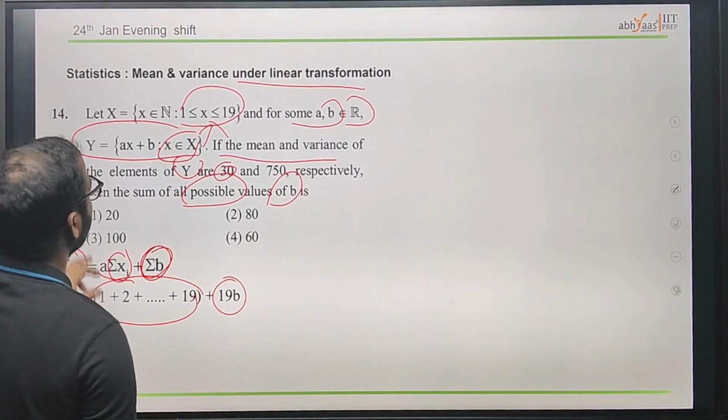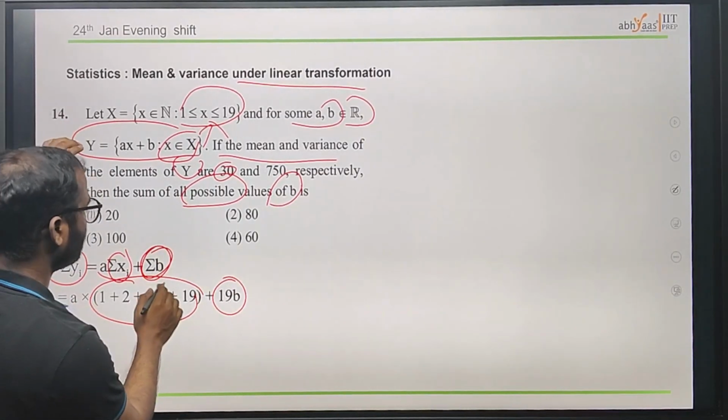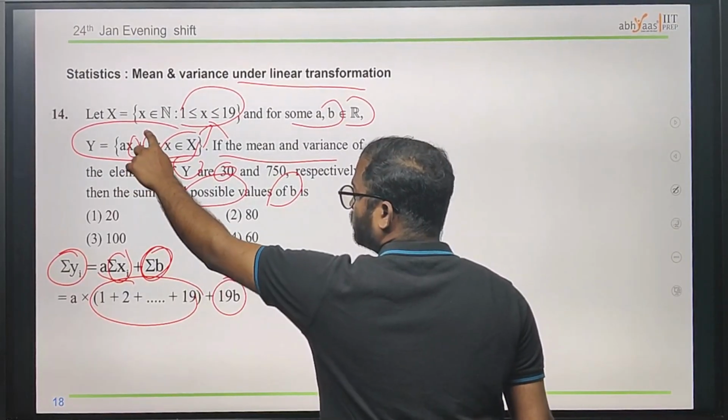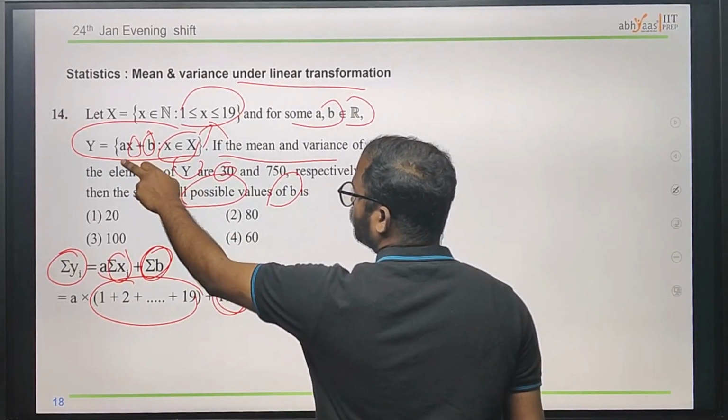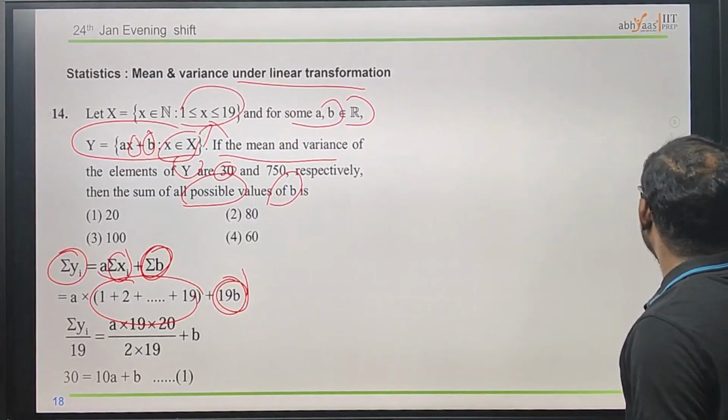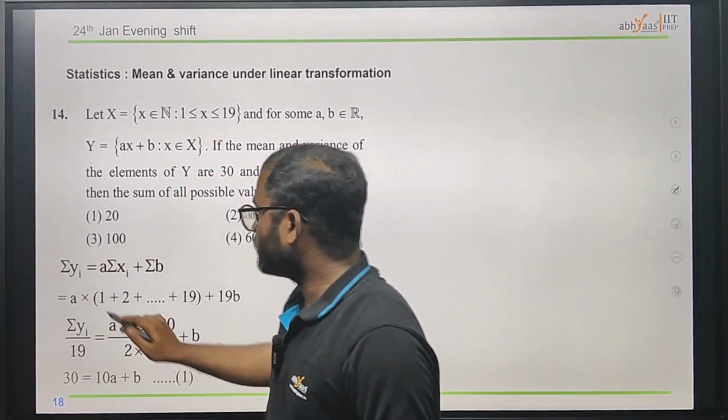And this one is the 19b. From this sum of b, we got a times x plus b, 19 times b. I hope you understood what I am saying. Next, summation of yi, just we are checking for the mean here.